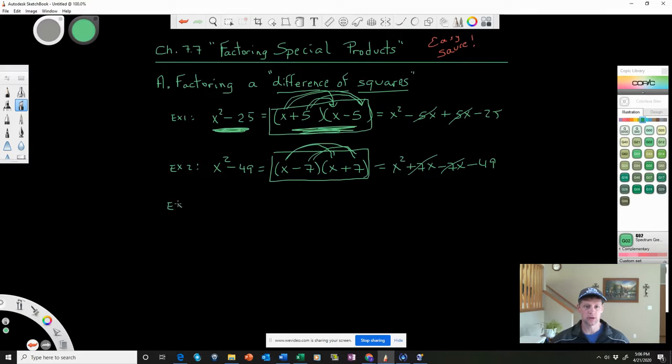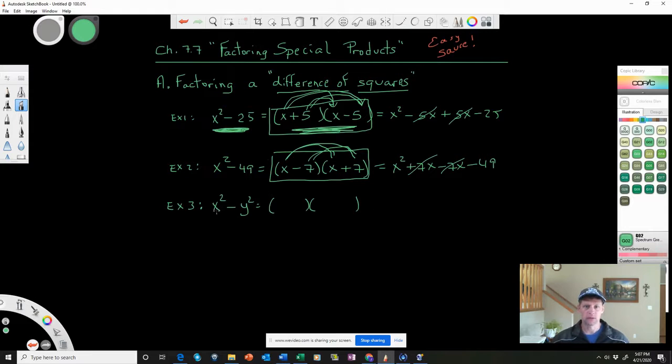Let's do one that's a little more complicated, but again, I don't think you're going to find this hard at all. Let's do it without numbers. What about x squared minus y squared? That's a difference of squares. There's a minus, that's a perfect square, and that's a perfect square. I bet you could figure it out even without me telling you, but I'll tell you.